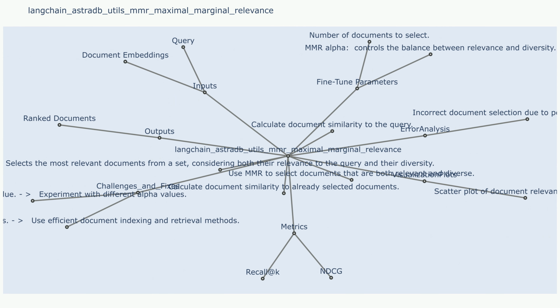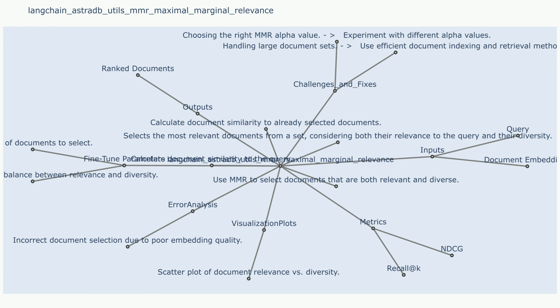Challenge 3. The MMR algorithm can be sensitive to the choice of similarity measure. Sample use case that resulted in challenge 3: selecting documents using a similarity measure that does not capture the semantic relationships between documents. Fixes to challenge 3. Experiment with different similarity measures to find one that is appropriate for the task. Consider using embedding models to represent documents in a semantic space. Use a hybrid approach that combines multiple similarity measures.